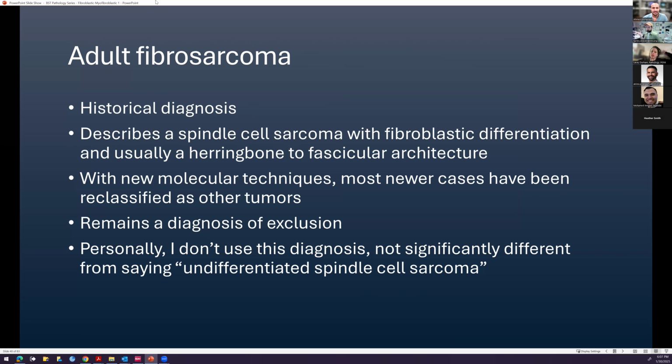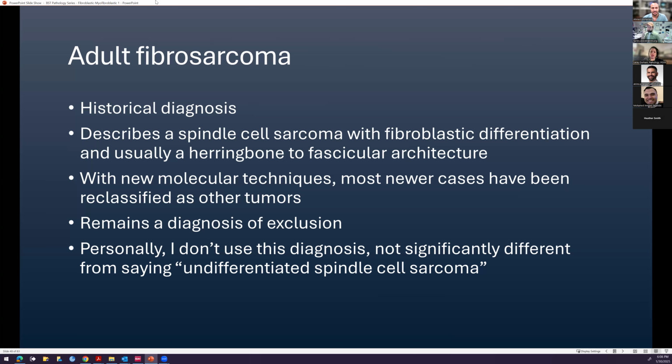You might imagine, what is the actual criteria to make this diagnosis? It's a spindle cell sarcoma that has fibroblastic differentiation and herringbone to fascicular architecture. We've run into many fibroblastic tumors that have herringbone to fascicular architecture, probably the most common being fibrosarcomatous DFSP, which is probably what most of these actually are. But you'll see that with infantile fibrosarcomas or NTRK rearranged sarcomas, that kind of thing. Some of these ended up being called synovial sarcomas or solitary fibrous tumors. Basically, most of these tumors are reclassified now as some other tumor.